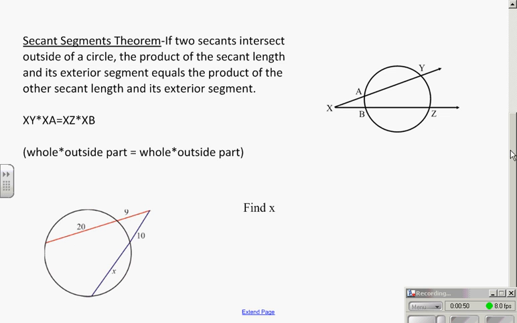Secant segments theorem says if two secants intersect outside of a circle, the product of the secant, multiplication, lengths, and its exterior segment equals the product of the other secant length and its exterior segment. Whole lot of words. This is how you want to remember this. It's the whole times the outside part equals the whole times the outside part. So it's this whole length of this side times that piece, and it's this whole length of this side times this piece. Whole times the outside, whole times the outside when it comes to two secants.